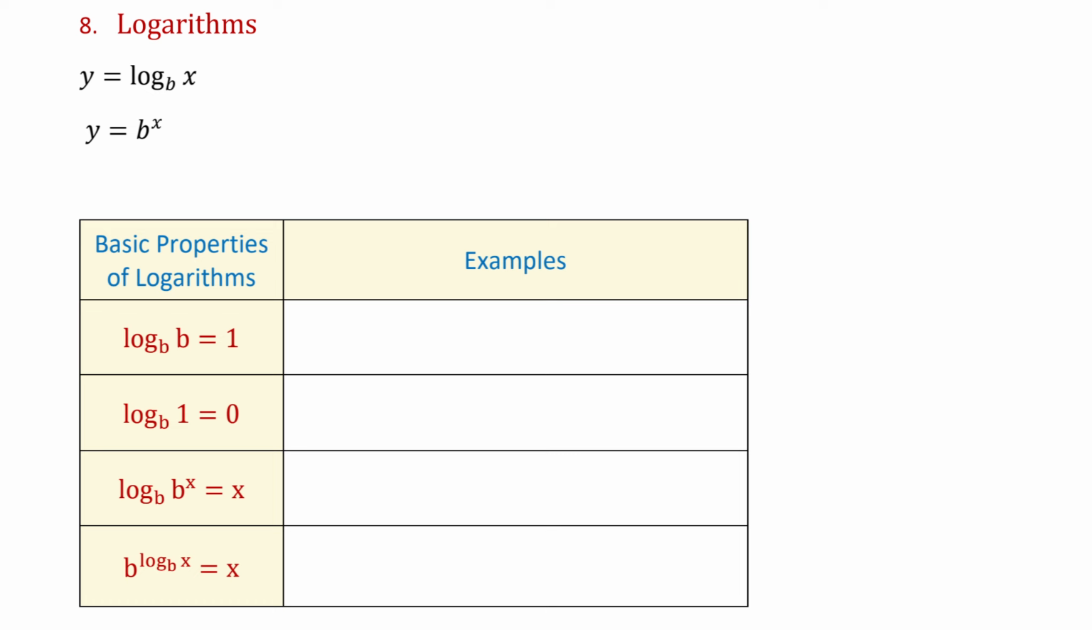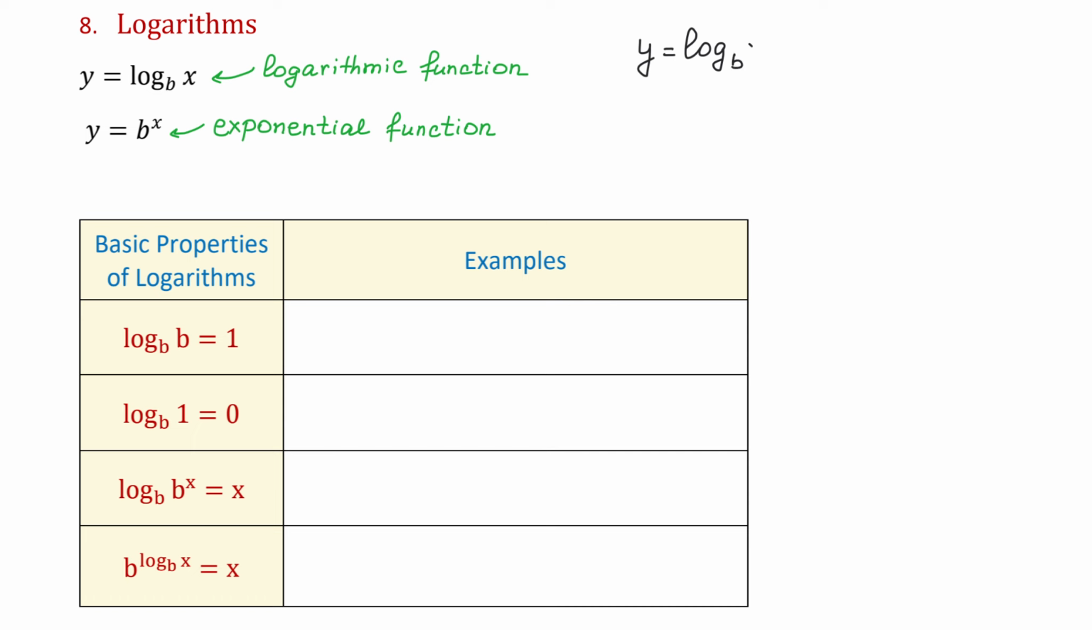The next topic is logarithms. A basic logarithmic function has the form y equals log base b of x. This function is the inverse of the exponential function. In a logarithmic function y equals log base b of x, b represents the base and it has to be positive and not equal to 1. Y represents the exponent and x represents the result. So a logarithmic function is the exponent to which the base b must be raised to get the result x.